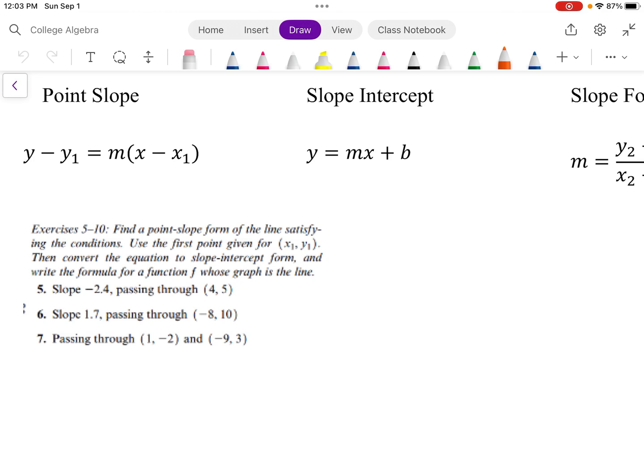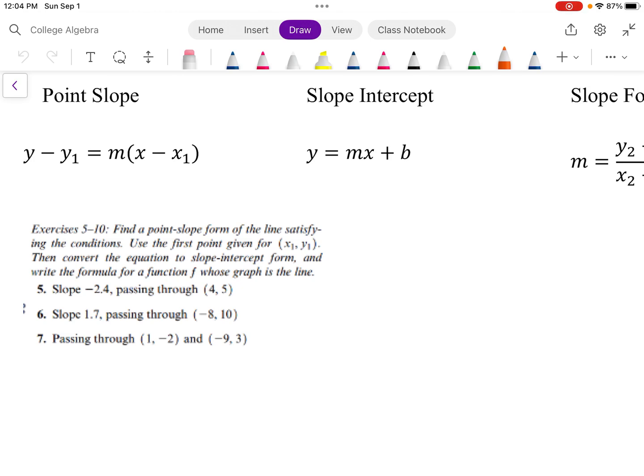So in this first set, it says find the point slope form of the line satisfying the conditions, and use the point given for x1 and y1, then convert the equation to slope intercept form and write the formula for a function f whose graph is the line. I'm going to go through each of those things with these three problems.